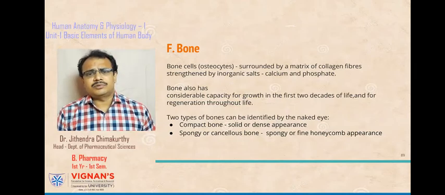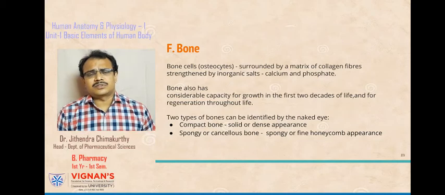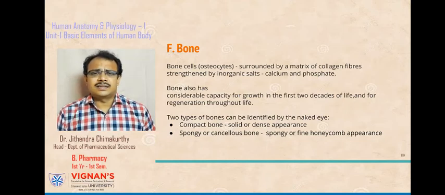There are 2 different types of bones based upon their structure. They are compact bone and spongy bone. Compact bone is more dense, whereas spongy bone, which is also called cancellous bone, has a porous appearance within its matrix.